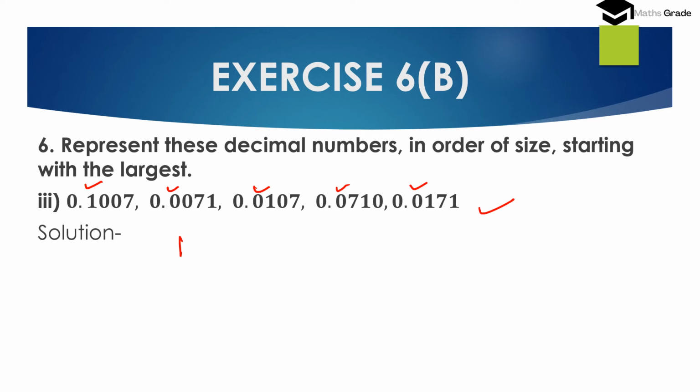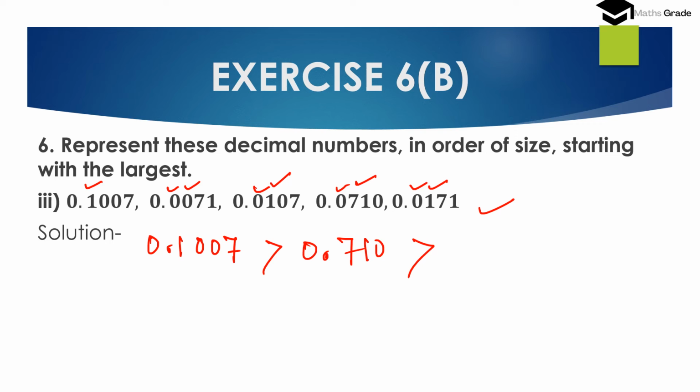So 0.1007 is the largest decimal. Then after 1, we have to compare the 0s. Then move to the 100th place. In 0.0071 the 100th place is 0, in 0.0107 1 is in the 100th place, here 7 is in the 100th place, here 1 is in the 100th place. So 7 is the highest digit in the 100th place, so 0.0710.